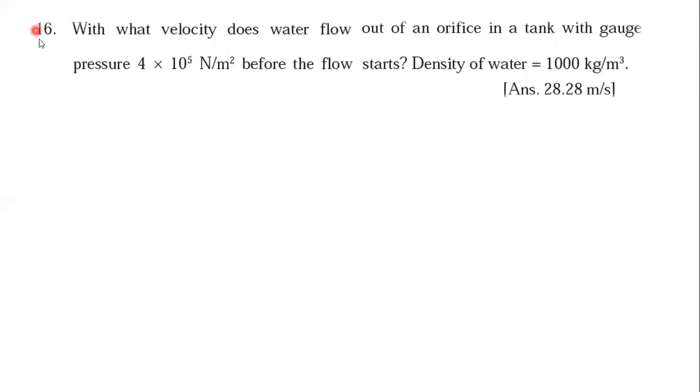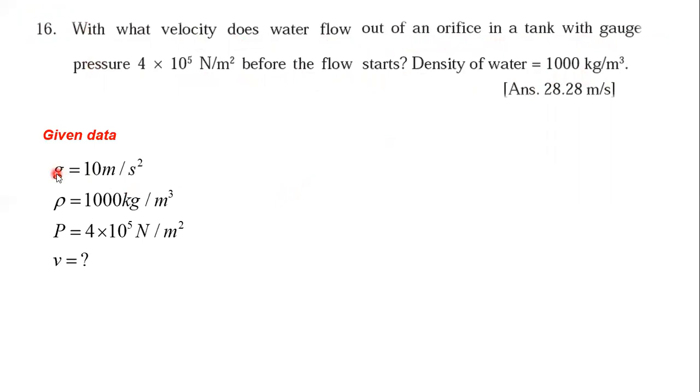Now next question, it is problem number 16 from the exercise. With what velocity does water flow out of an orifice in a tank with gauge pressure 4 into 10 raised to 5 Newton per meter square before the flow starts? Density of water in SI is 1000 kg per meter cube. Let me enlist it. We are using g here 10, rho 1000, pressure 4 into 10 raised to 5, which is given here, you can see. And we have to find out V, the velocity. With what velocity water flows out.